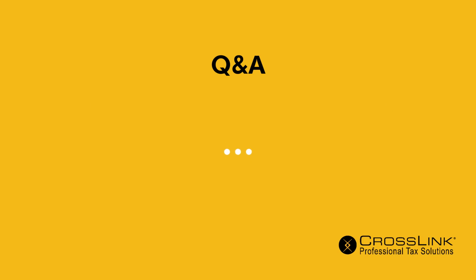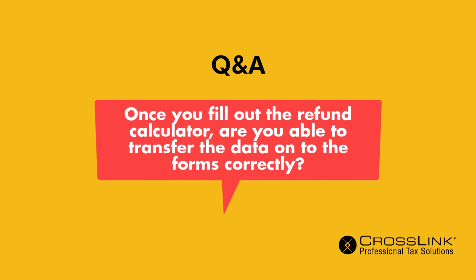Okay. All right, so next question that comes up is that once you fill out the refund calculator and you're able to transfer, are you able to transfer the data onto the forms correctly? And I believe you showed that, but maybe you can briefly touch on that again. Yes, I didn't show how we converted to a tax return, but when you add the social at the very end, it would start the tax return, and it would, like I did a W-2, enter the amounts on the W-2 for you.